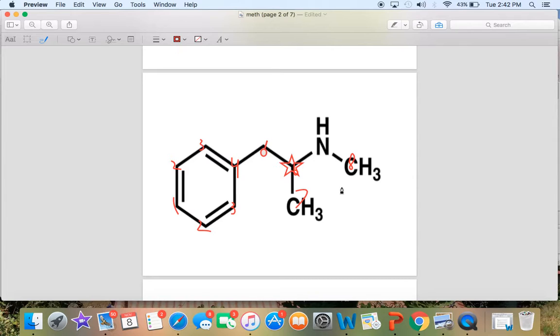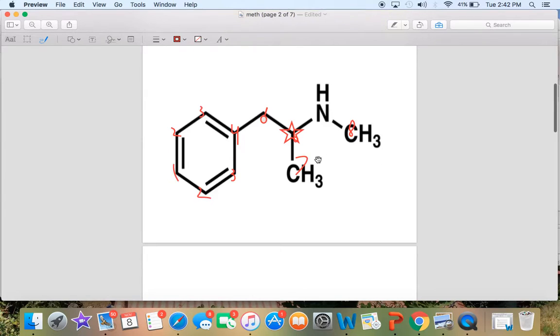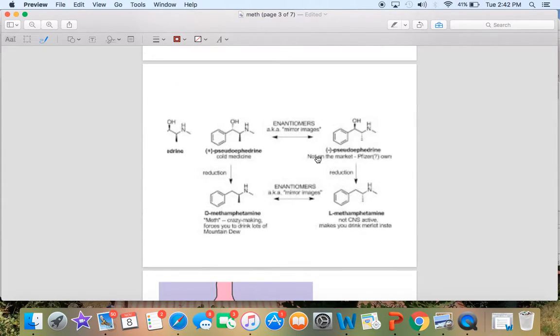In addition to that, there's a lone pair on the nitrogen, which makes it a polar molecule. There's also an aromatic ring and an amine. Methamphetamine is a chiral compound with 2 enantiomers: dextromethamphetamine, which is the active one, and levomethamphetamine.